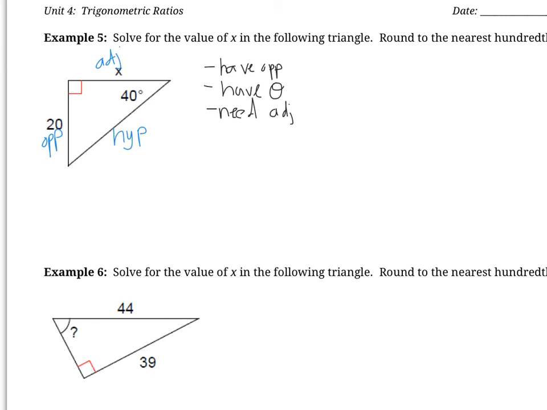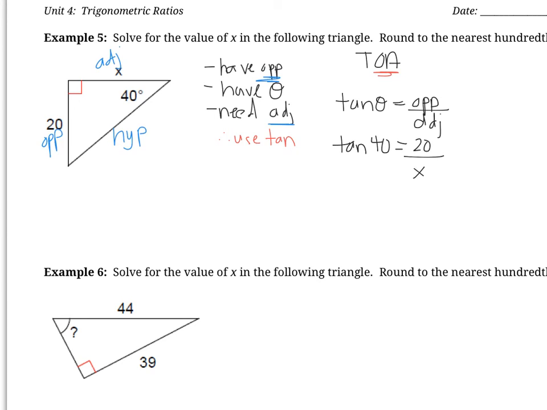So take a look at these two side lengths here. Which ratio uses opposite and adjacent? Taking a look at SOH CAH TOA, if you take a look at TOA, T-O-A, tan has opposite and adjacent in it. So therefore we're going to use tan. So let's set it up. We know that tan of an angle is equal to the opposite side divided by the adjacent side. So let's fill it in. Tan of our angle, 40 degrees, is equal to our opposite side, 20, over our adjacent side, which we don't know, it's x.